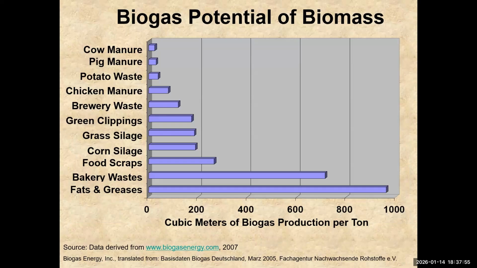All right, so let's move to another poll question here. Most digesters operating at U.S. livestock facilities use what type of manure? Beef, poultry, swine, or dairy? Great job. They are using dairy.